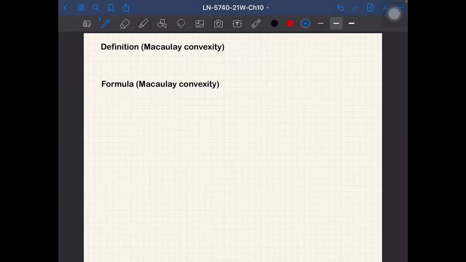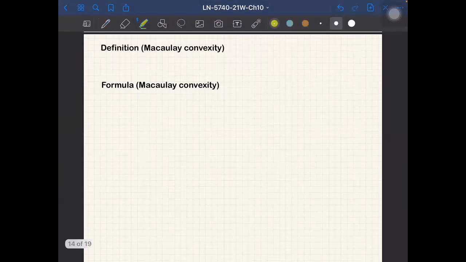Hi, let's continue section 10.g, the convexity. Now we discuss the definition for Macaulay convexity. Remember that for the Macaulay convexity we use delta. So instead of differentiating with respect to i, we differentiate the present value by delta, which is equal to log of 1 plus i. So delta and i are a similar quantity. Basically, i and log of 1 plus i are very similar when i is small. So this is a slightly different definition.